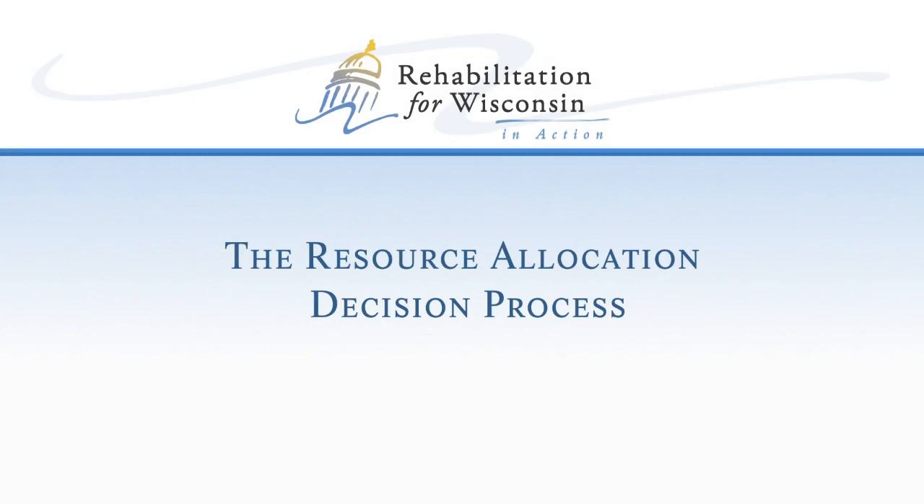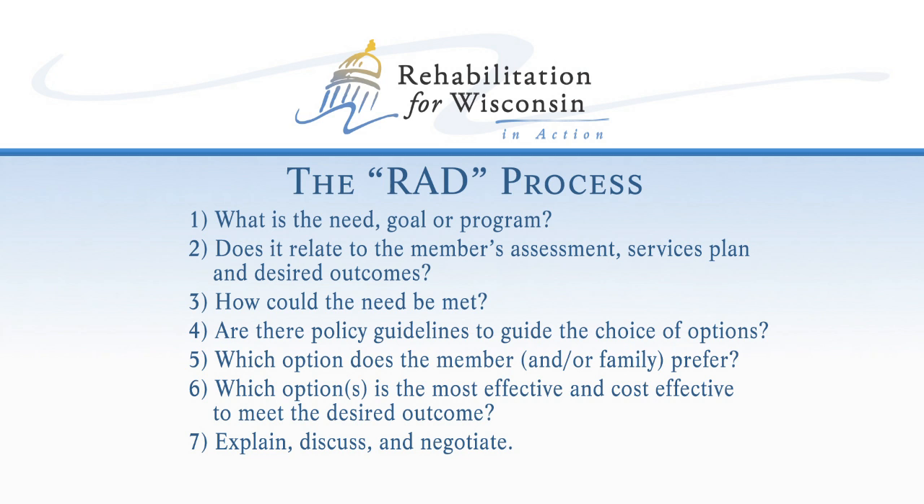From time to time, there are going to be disputes about whether particular services should be included in a member's plan. And the question is, how do we resolve those? The answer is, the family care system has a very specific decision-making model called the Resource Allocation Decision Process, or the RAD. The RAD is a step-by-step process.